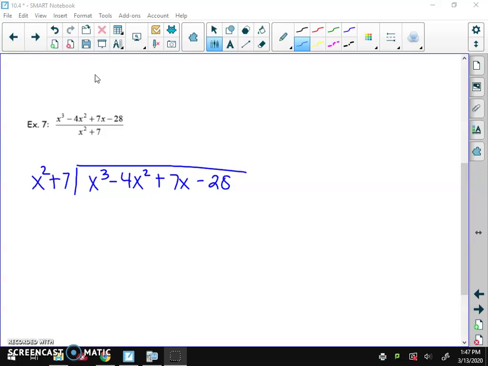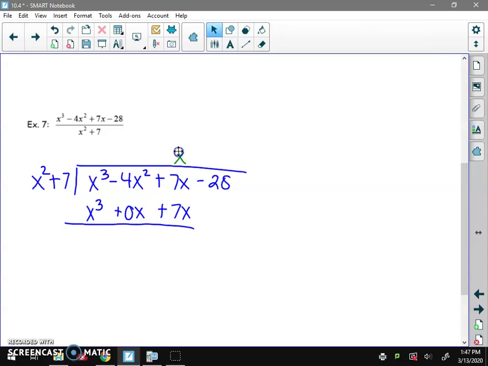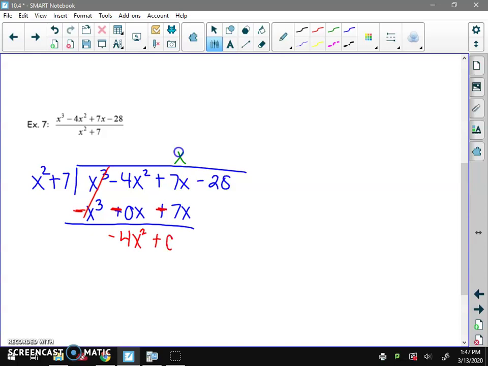Now remember, x goes over x, so the x has to show up there. So x times x squared is x cubed. X times 7 is 7x. That goes right here. So you have nothing in here. If you want to, you can put a 0x in there to hold the spot. Now, make sure you change the signs. Negative, negative, negative. Those cancel out. That leaves you with negative 4x squared. This is plus 0x. And then bring down your negative 28.